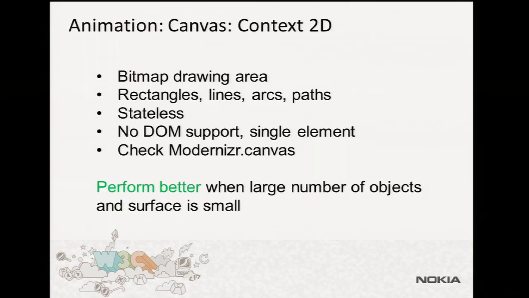The second one is canvas. Canvas comes with two contexts: one is the 2D context, and the other one is WebGL. The 2D context is basically a bitmap drawing area. You have some JavaScript methods to create rectangles, lines, and arcs, but it is completely stateless. There is no DOM support, so you cannot access individual elements inside the canvas. You can check the support using Modernizr.canvas, but it performs better when there is a large number of objects and the surface is small.